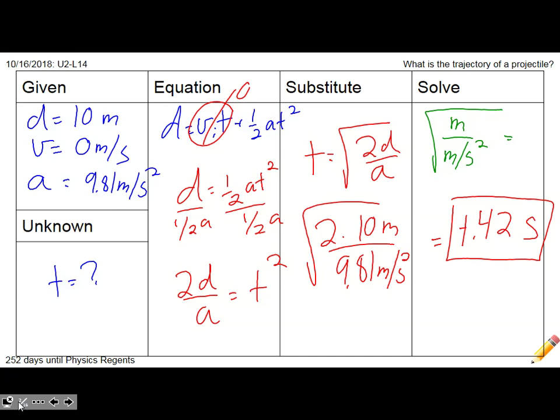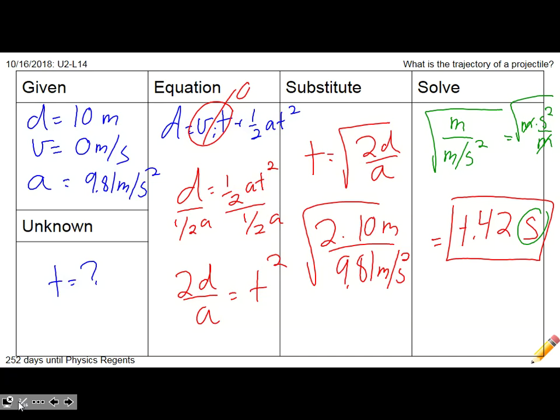This turns into multiplying by the reciprocal. So this turns into meters times second squared over meters. The meters cancel, and I take the square root of second squared, and I'm left with seconds. That was awesome. Good question. Okay, that's a way to check if your work even makes sense.